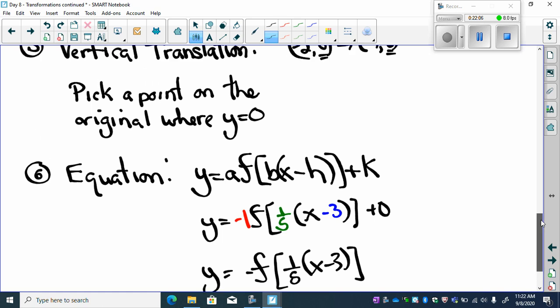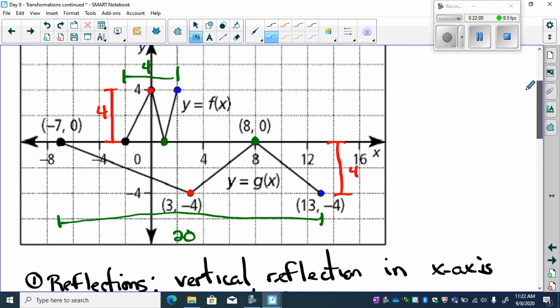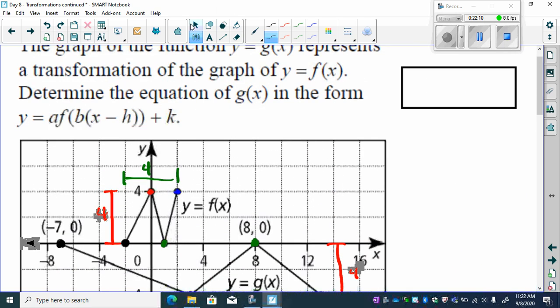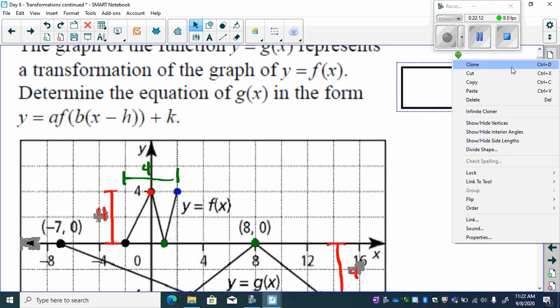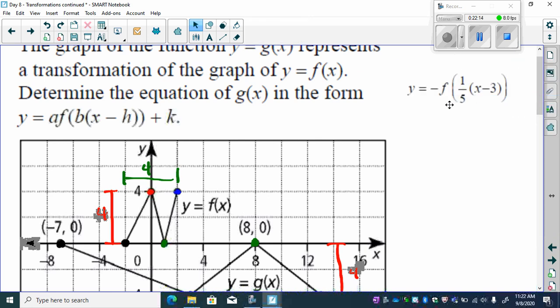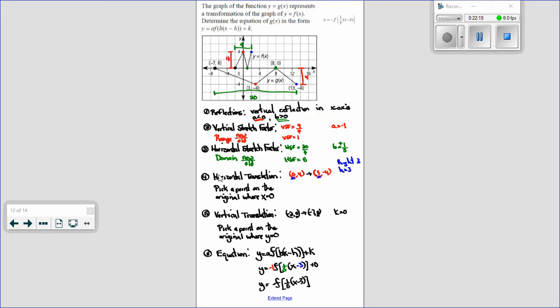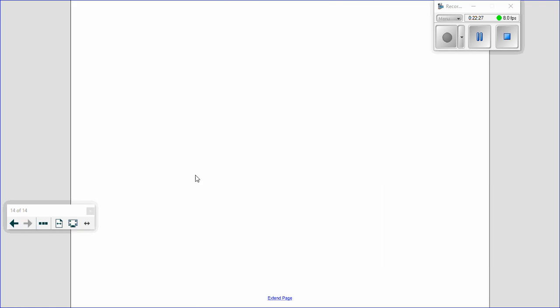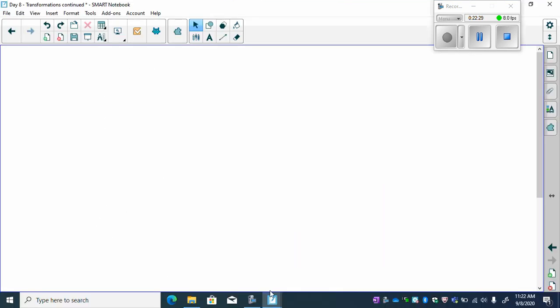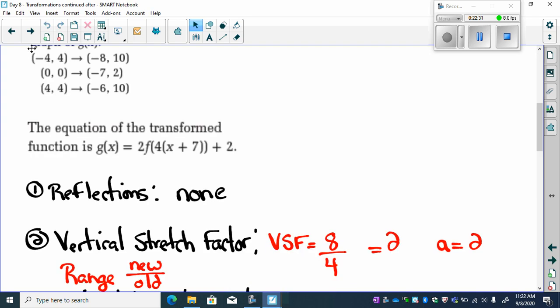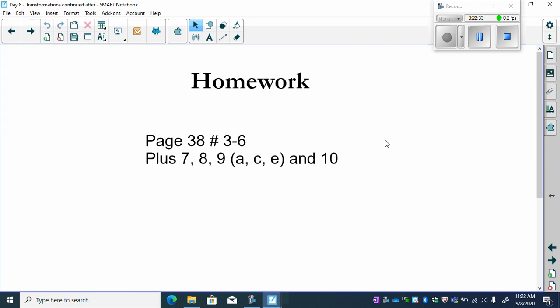Okay, let's see if we got that right. Of course we did. Okay, so full screen so you can see everything all together. And this is how you would do question 4 from the textbook. You can continue working on these questions right here on page 38.